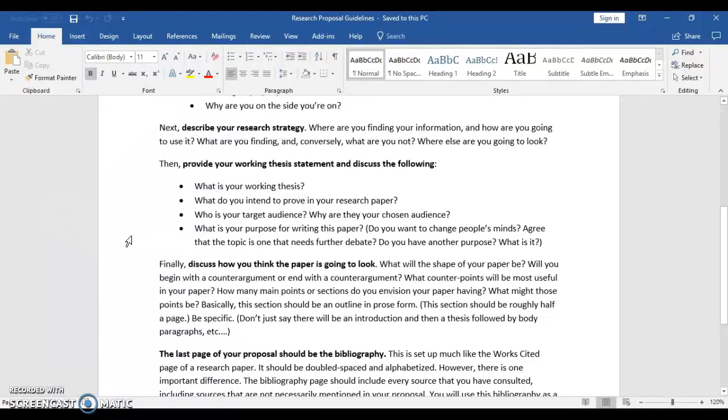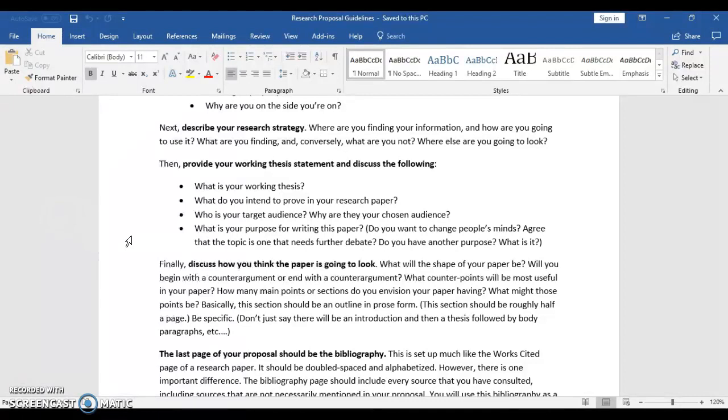Then I need to know very briefly, maybe in a paragraph, what's your research strategy? So, first of all, where are you looking? What are you finding? How are you going to use it? And also I want to know, what are you not finding? And where else are you going to look?